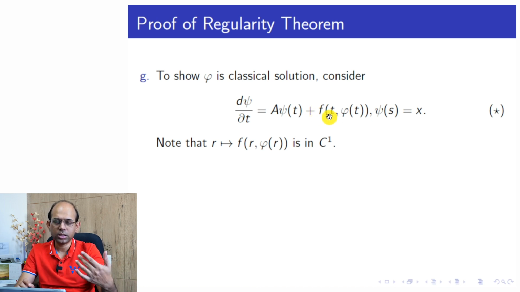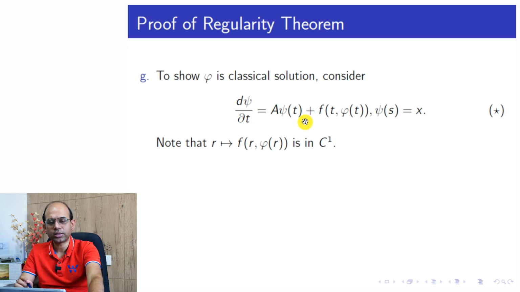It is an inhomogeneous initial value problem, where this f is very nice because phi is differentiable, f is also differentiable. So f of t comma phi t is differentiable as a function of time t. So I write down here that f of t, phi t is in C1. From that, we can now apply the regularity theorem for the IIVP that asserts that this equation has a classical solution.